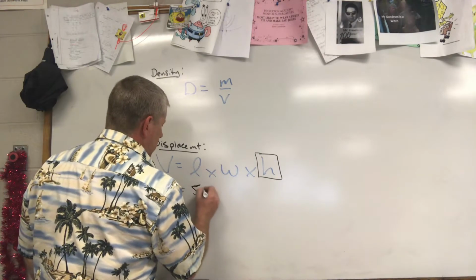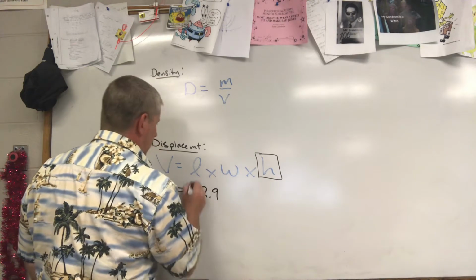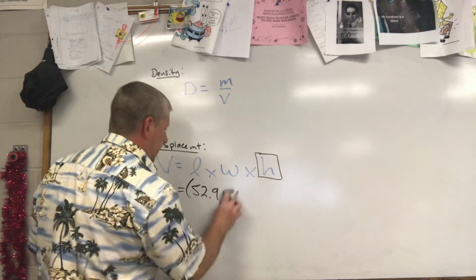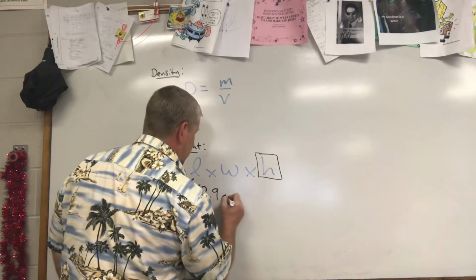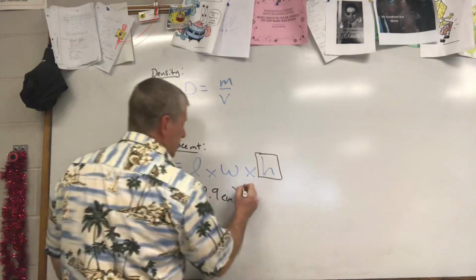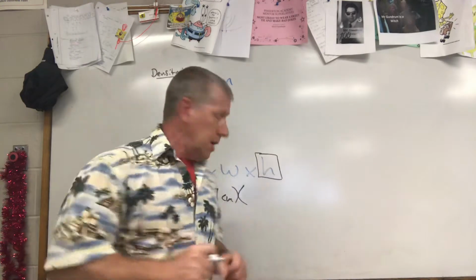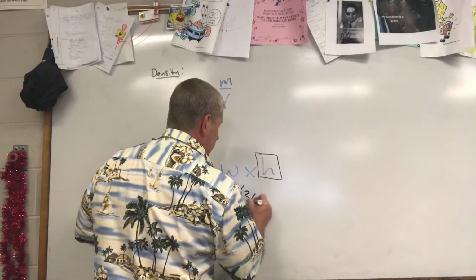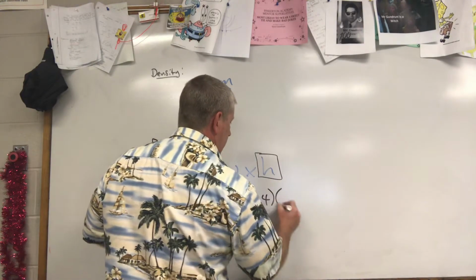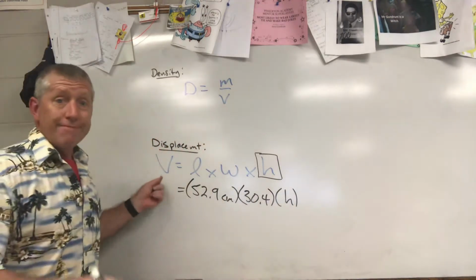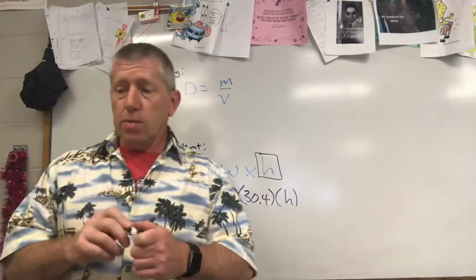So 52.9 centimeters. Oh, okay, I'll put the units in. I'll put the units in because I'm going to show you what happens to the units. Centimeters times the width, which is right on that aluminum foil. That is 30.4 centimeters times height, or the thickness, which is what I'm trying to find, and the volume. Subtract those 2 values. What did you get?